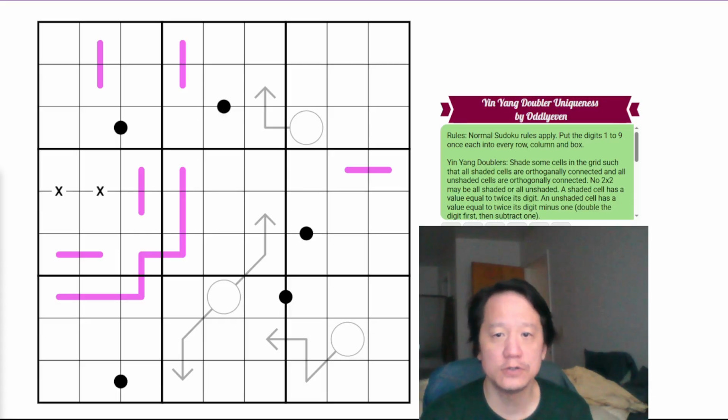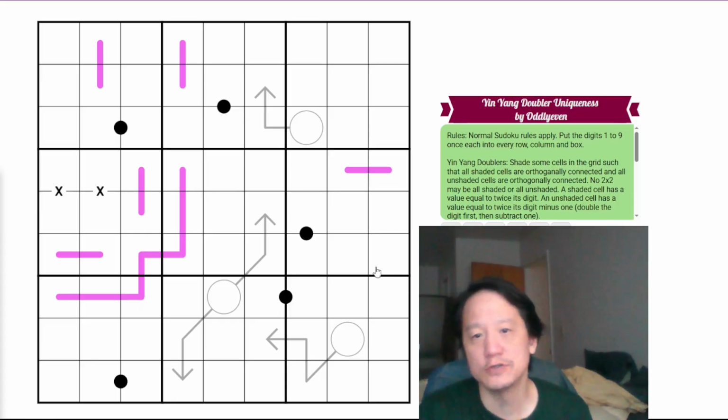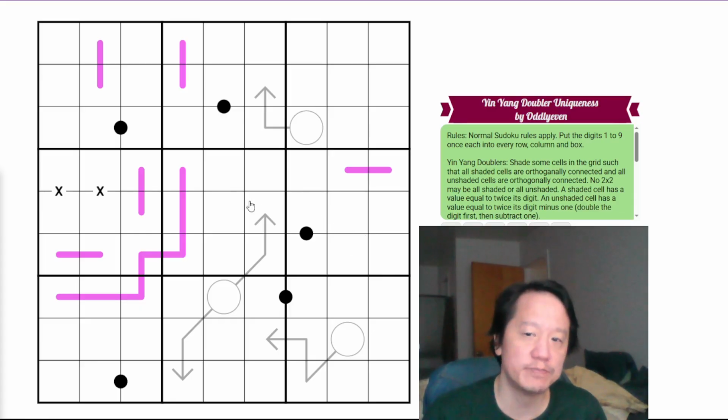And it's called Yin Yang Doubler Uniqueness by Oddly Even. And here are the rules. We have normal Sudoku rules applied, which means put the digits 1 through 9 once each into every row, column, and box.